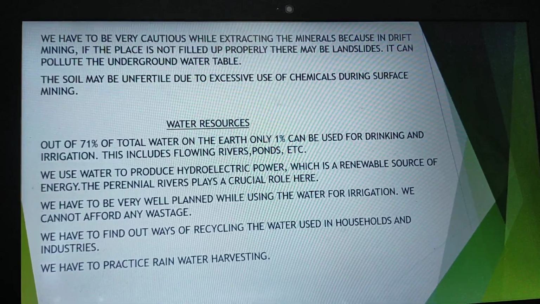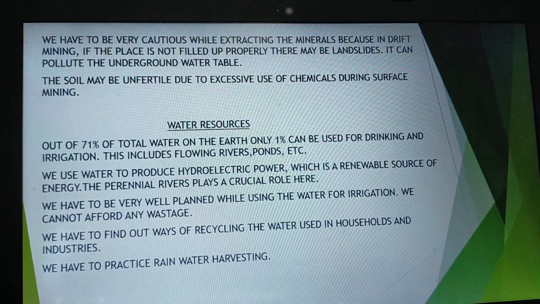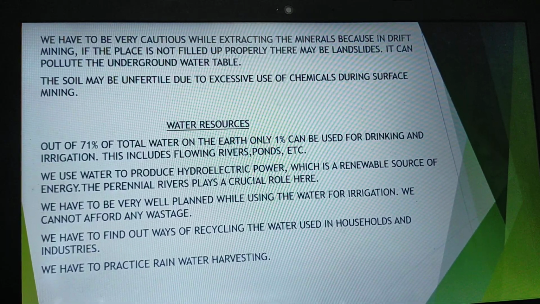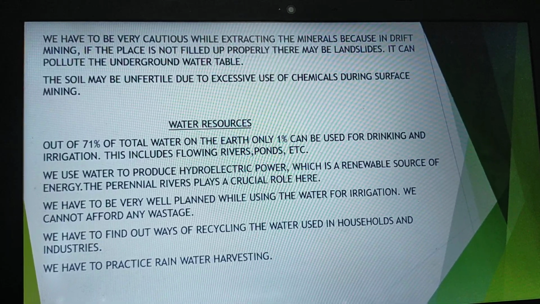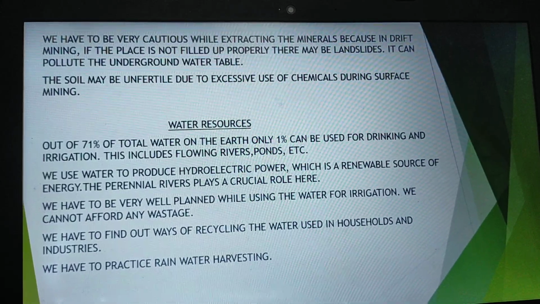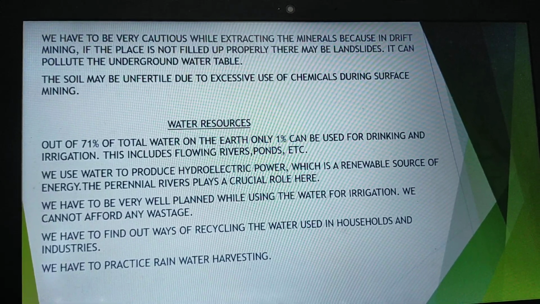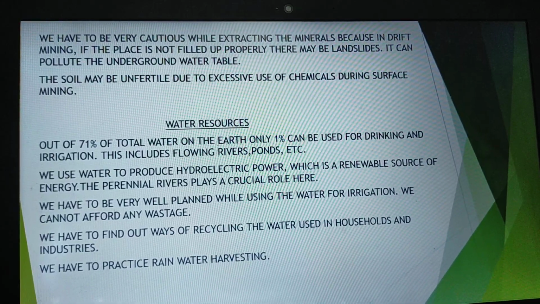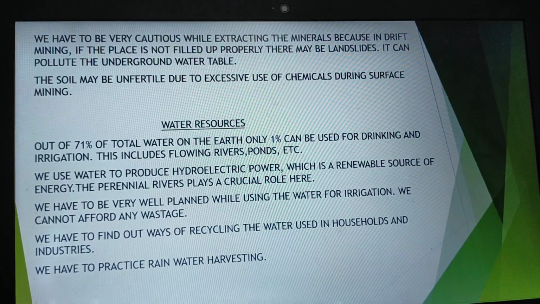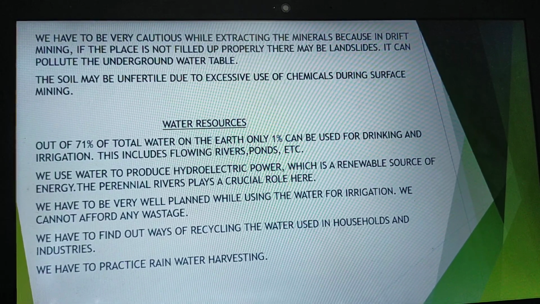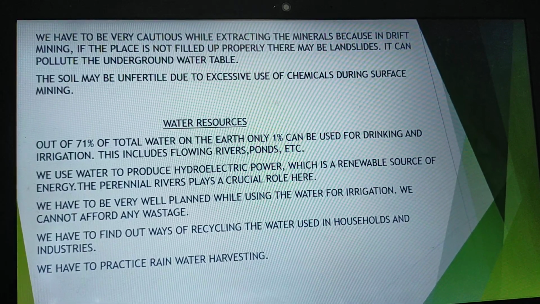Now we come to the water resources. Out of the 71% of total water on the earth, only 1% can be used for drinking and irrigation. This includes the flowing rivers, ponds, etc. We use water to produce hydroelectric power, which is a renewable source of energy. The perennial rivers play a crucial role here.